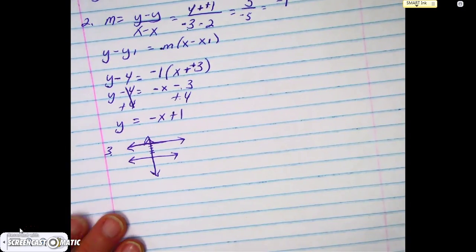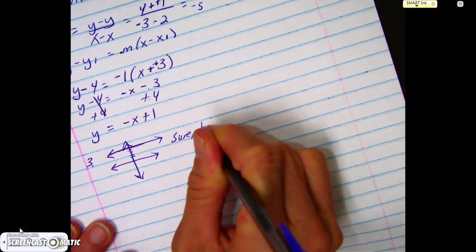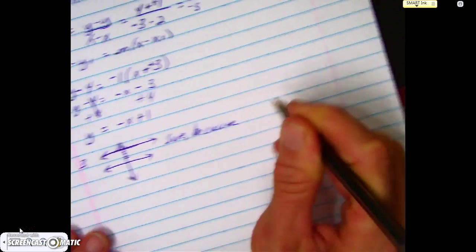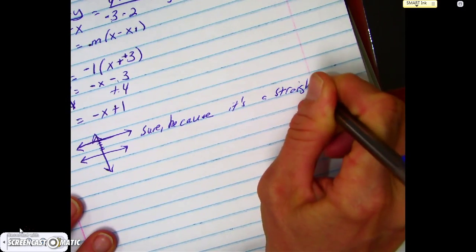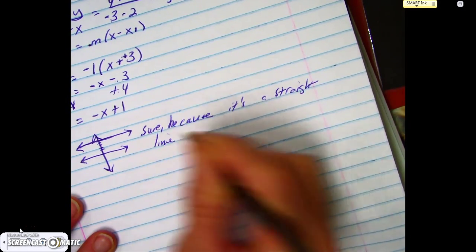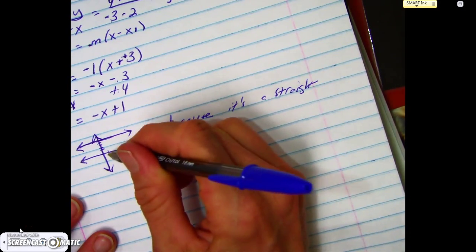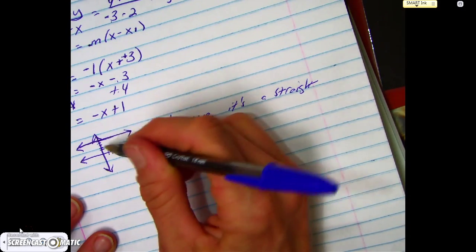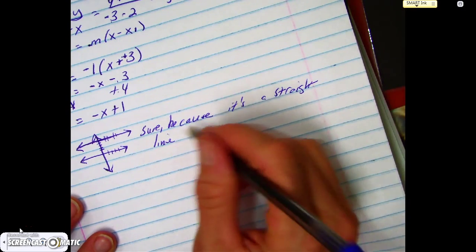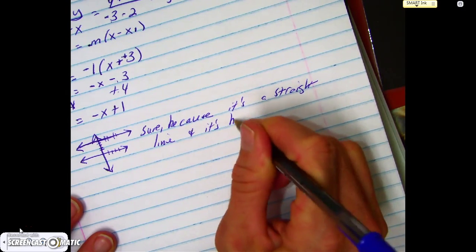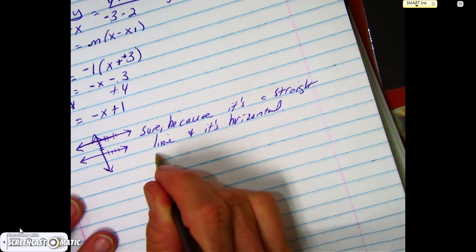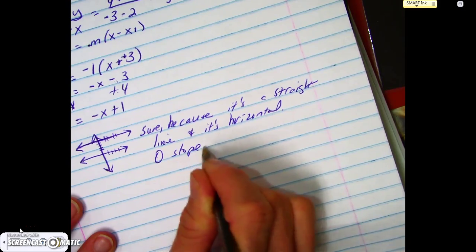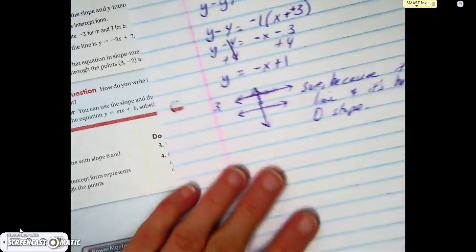Could that be a linear equation? Well, sure, because it's a straight line. It's a straight line, and x is different, and it's horizontal, and it has a 0 slope. 0 slope, which still can make it a linear equation.